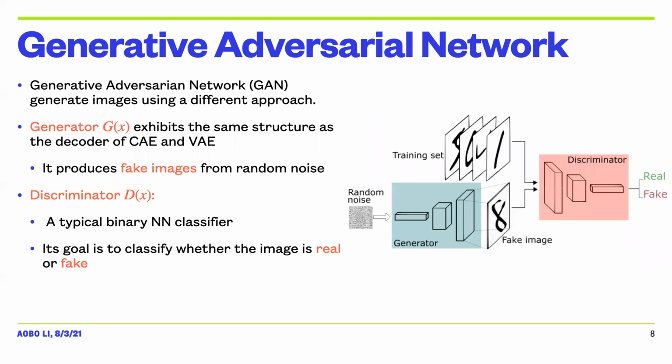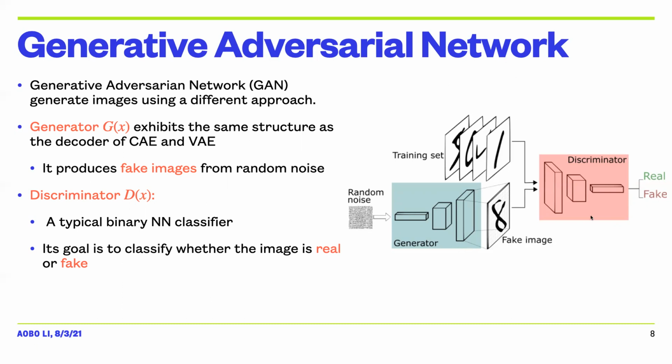The other generative model we'll be talking about is the generative adversarial network, which is pretty famous. It's known as a GAN network. GAN actually generates images using a different approach. GAN has two parts. The first part is called a generator. The generator has the same structure as the decoder of the convolutional autoencoder and variational autoencoder. Basically, it's a stack of deconvolutional layers, and it produces fake images based on the input of a random noise. Before training, a fake image produced by the generator will also be random noise because the parameters are all random.